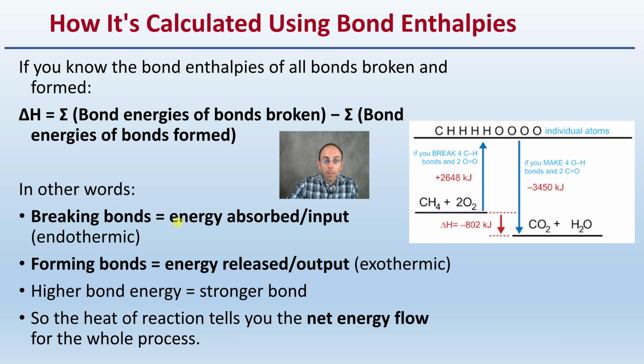So those breaking bonds equal the energy absorbed, or the input, in an endothermic reaction, and the formation of bonds is the energy released, or the output, and that'd be an exothermic portion of the reaction. Higher bond energy simply equals a stronger bond. So the heat of a reaction tells you the net energy flow for the entire process. We'll go through a quick example here, hopefully it'll make a little bit more sense.